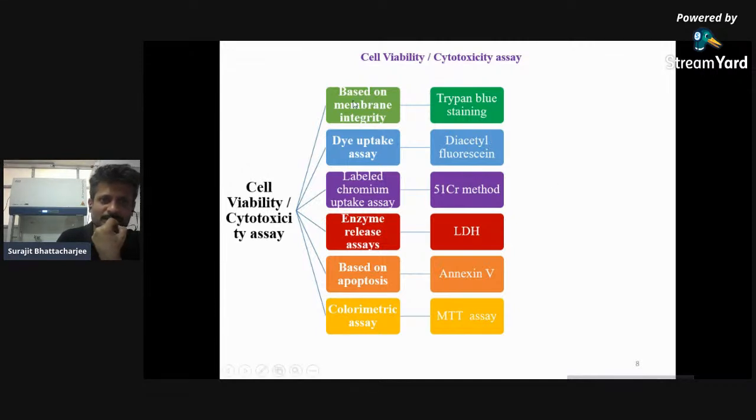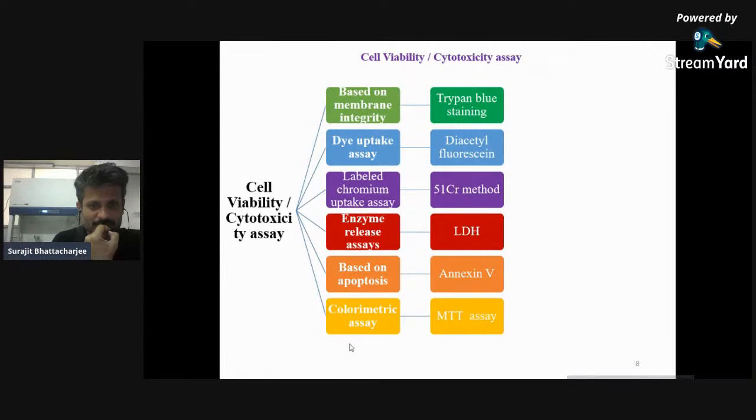Here in the first panel we have shown the different principles on which we can develop a cytotoxic assay. One is based on membrane integrity, called the trypan blue dye exclusion method. Another is the dye uptake assay, also based on membrane integrity, known as the diacetyl fluorescent uptake activity. We can use a radioactive method, the labeled chromium uptake assay. We can also use an enzyme release assay, where based on the release of LDH from the cell, we can determine the cytotoxic effect of a compound.